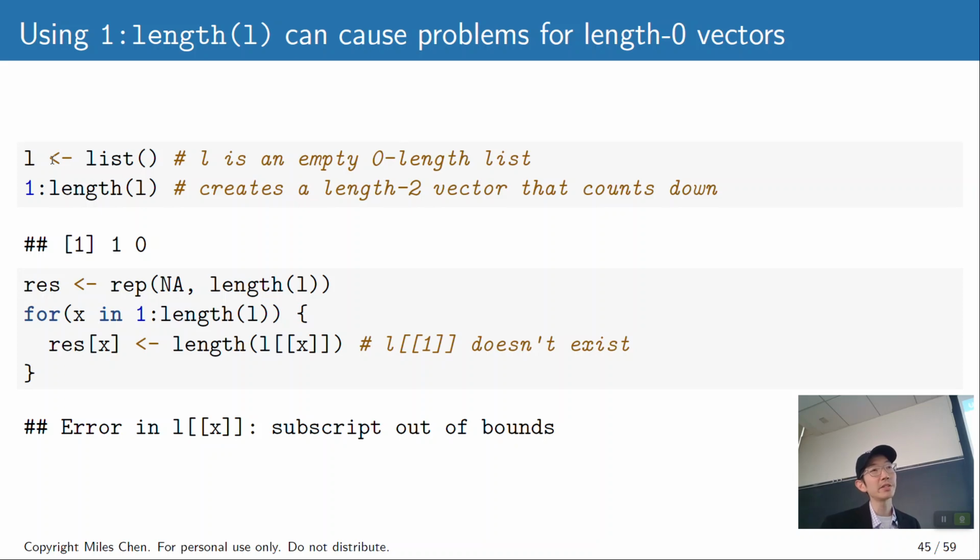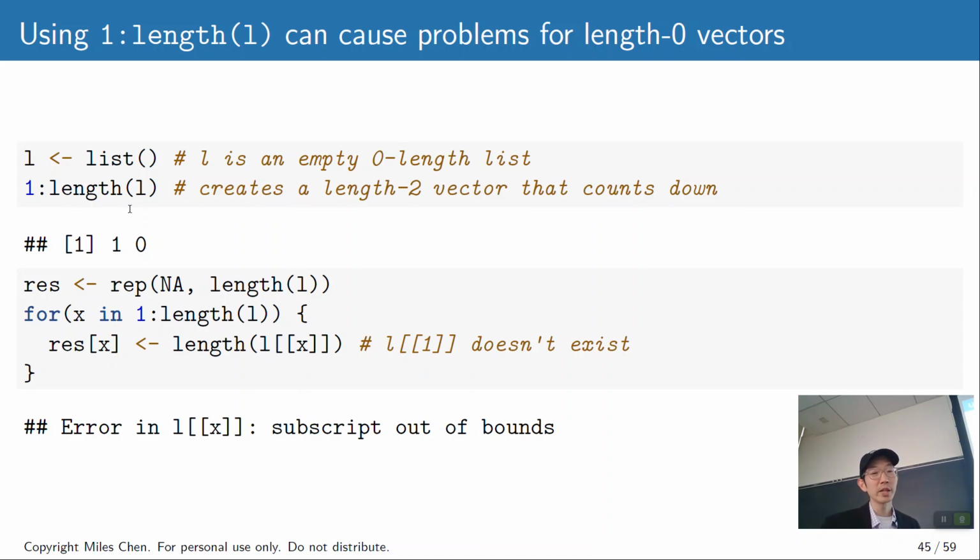The length of L here is 0. And if you did 1 colon length L, this is going to produce a vector of 1, 0. And if you try to execute this in a for loop, this will produce an error. So if I say, okay, let's subset list L based on the index, it's going to produce an error. It's going to say L double bracket 1 doesn't exist, and we get this error, subscript out of bounds, because doing 1 colon length L doesn't work if you have a length 0 object.